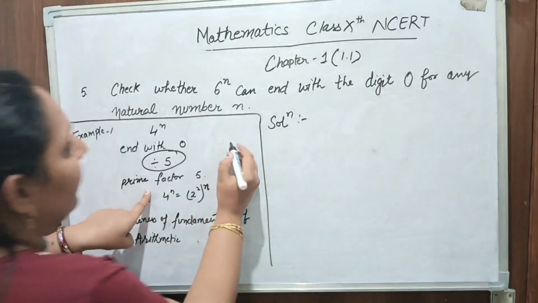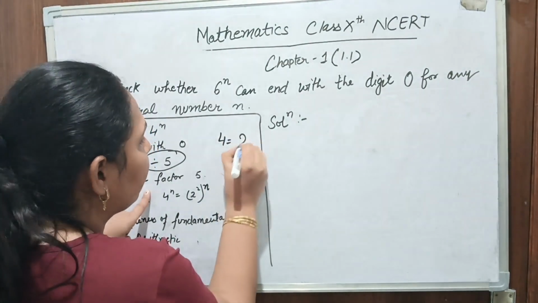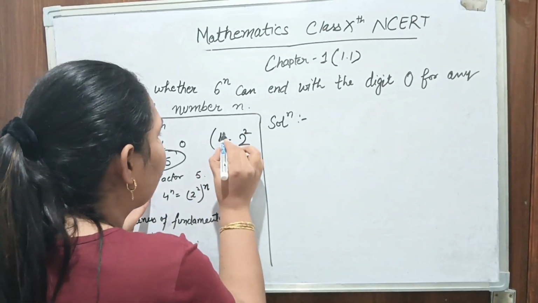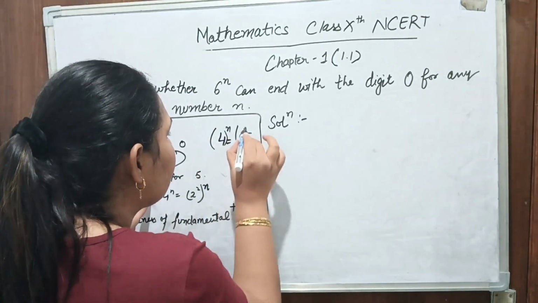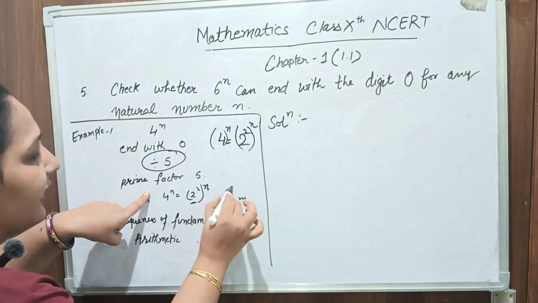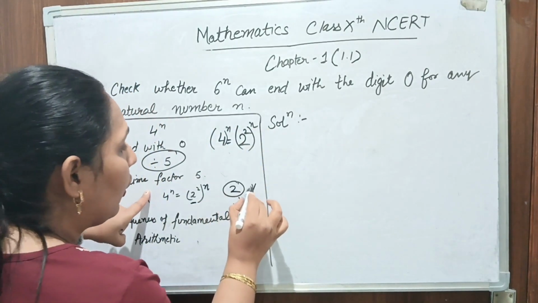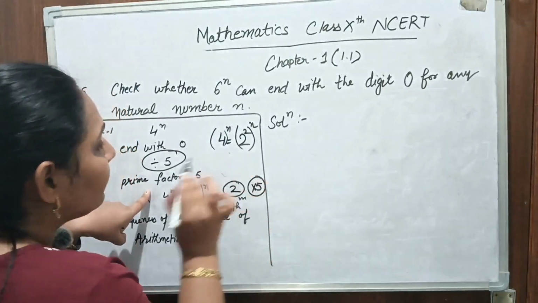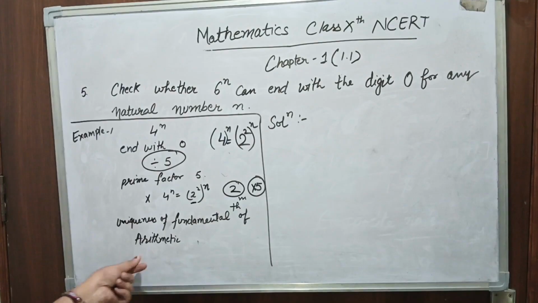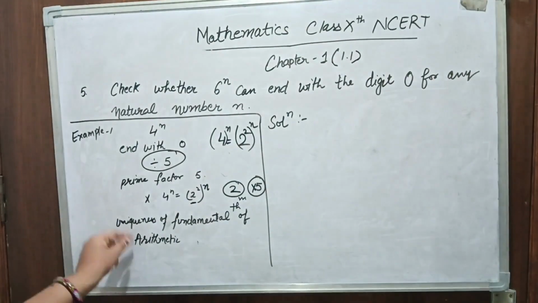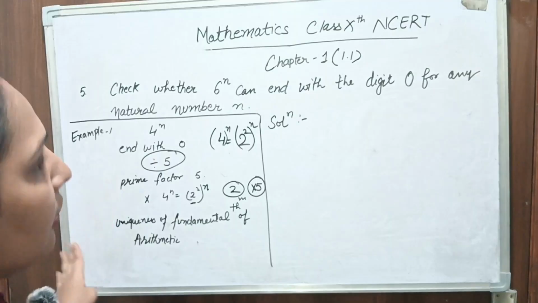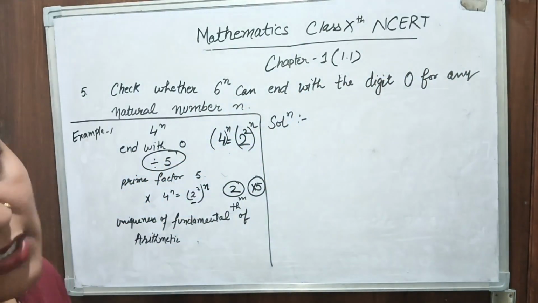4 raised to the power n. We know 4 is 2 raised to the power 2, and if we are talking about power n, we will multiply it with n. So we have the prime factor as 2, not 5. According to the uniqueness in the fundamental theorem of arithmetic, if any number does not have 5 as a prime factor, it cannot end with the digit 0.